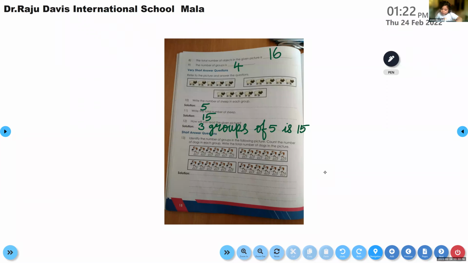Identify the number of groups in the following picture. Count the number of dots in each group. Write the answer. Total number of groups in the picture, 3. Number of dots in each group, 5. 3 groups of 5 is 15. Finish.